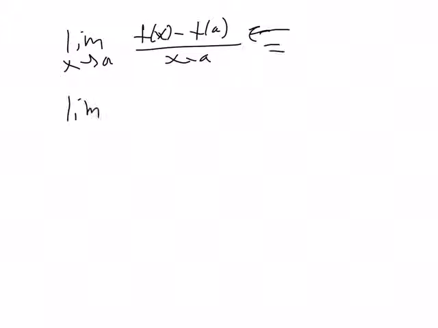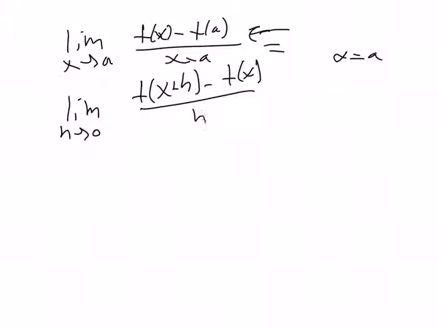And sometimes we write this in terms of the limit as h goes to 0 of f of x plus h minus f of x over h, where for a given point x equals a, and for any point x is just going to be x plus h. So over here we're going to 0, and over here as h goes to 0 we're also going to 0. So that's the idea behind the derivative.